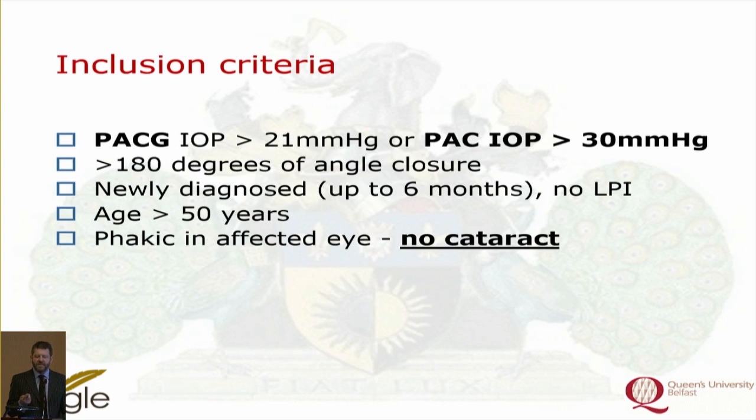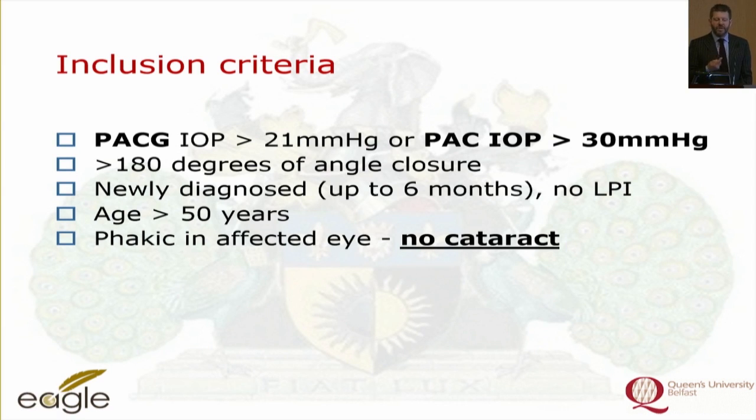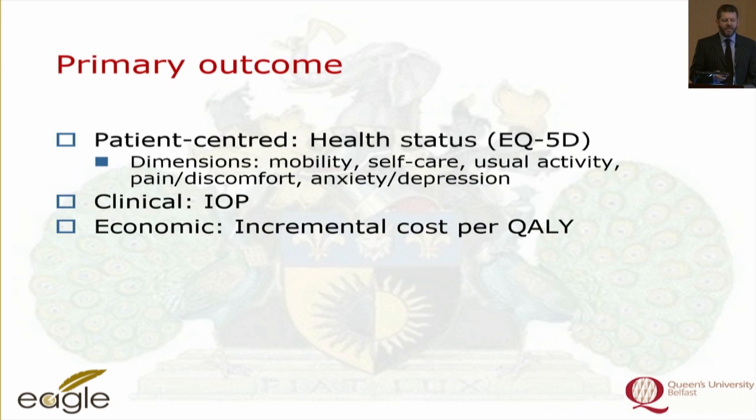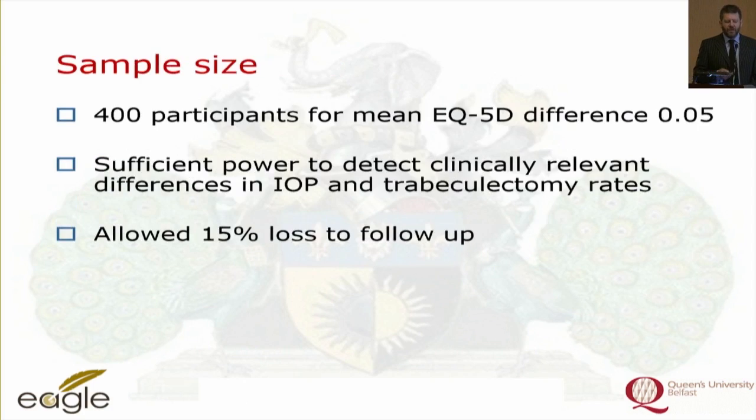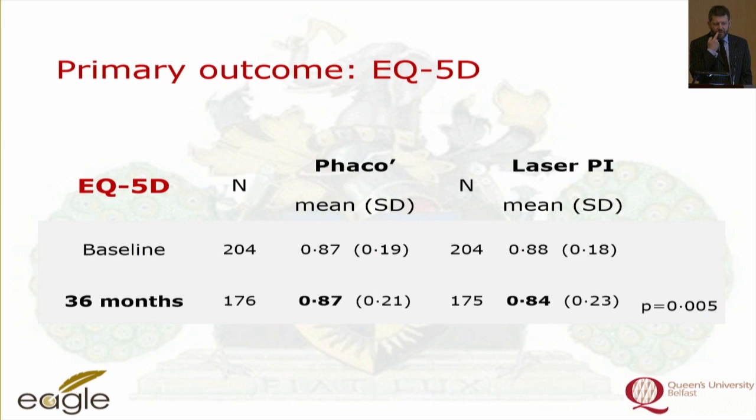They had to have 180 degrees of iridotrabecular contact on dark room gonioscopy without indentation. They were newly diagnosed with no prior iridotomy, and they were over 50, so they were effectively presbyopic, and they had no cataract. We looked at quality of life outcome measures, pressures, and cost. There were 400 participants from around the world, and we allowed for a 15% loss to follow-up.